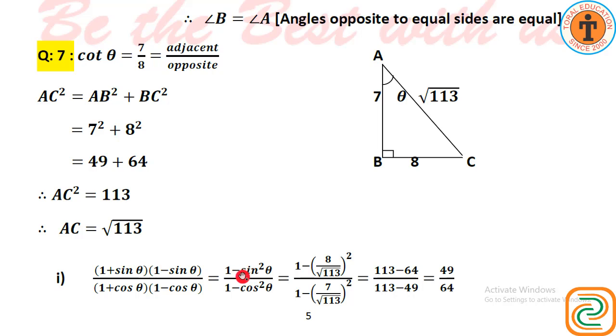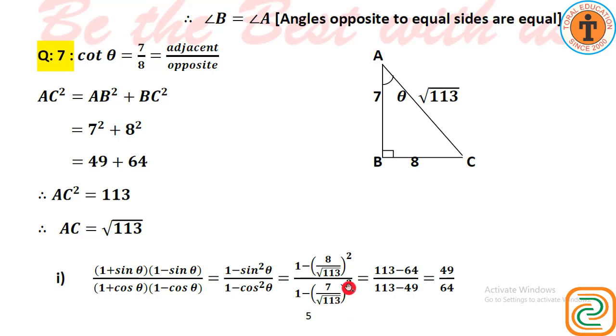Is it okay? Because (1 minus sin theta)(1 plus sin theta) is equal to 1 minus sin square theta. Similarly, 1 minus cos square theta. Sin theta means opposite upon hypotenuse. Opposite of theta is 8 upon hypotenuse root 113. Similarly, cos theta means adjacent upon hypotenuse, that is 7 upon root 113.